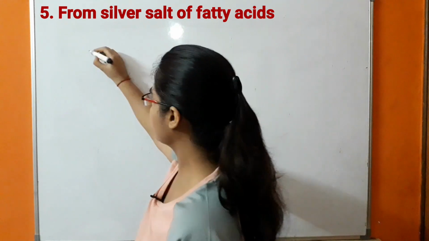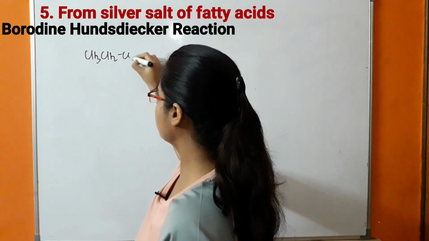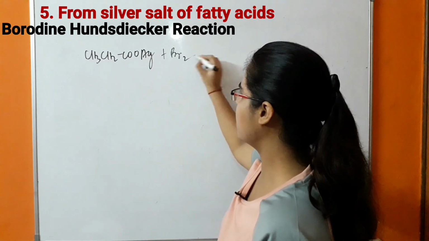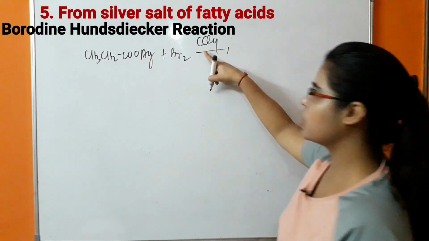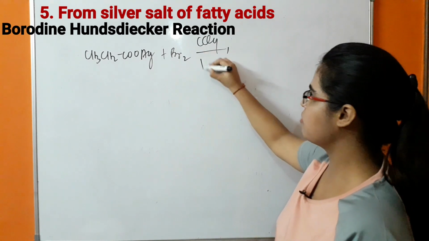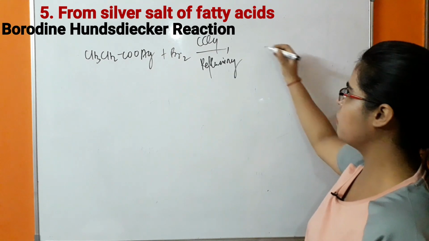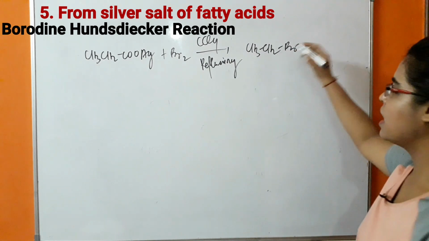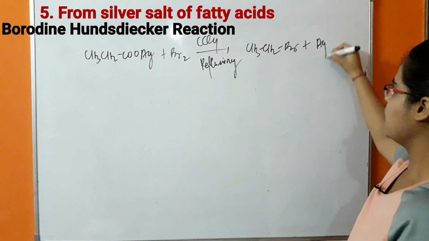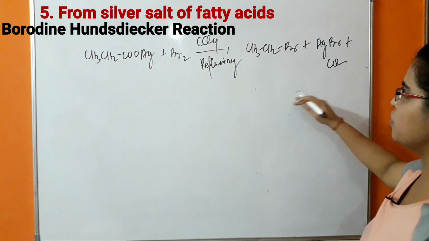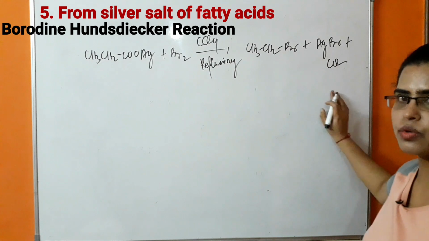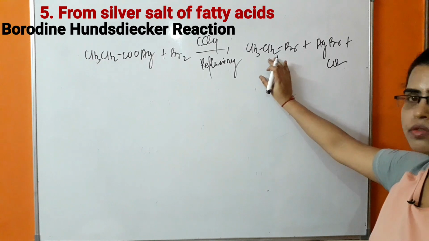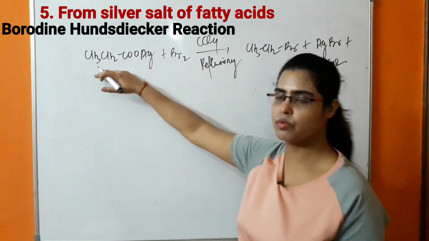So in this case, we take CH3CH2COOAg. This is silver propanoate in the presence of Br2 and CCl4, that is non-polar solvent. So the refluxing is done. Formation of CH3CH2Br, that is ethyl bromide, and removal of AgBr and CO2. So in this case there is a removal of CO2, due to which this is a descent of series, because the product which is formed has less carbon in comparison to the reactant.